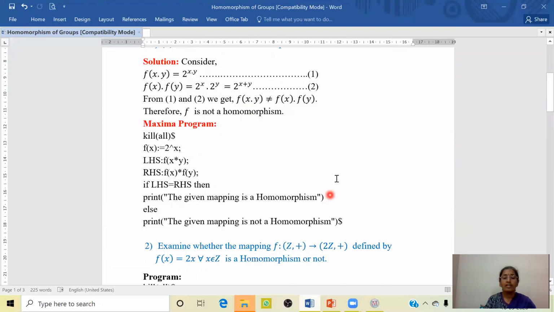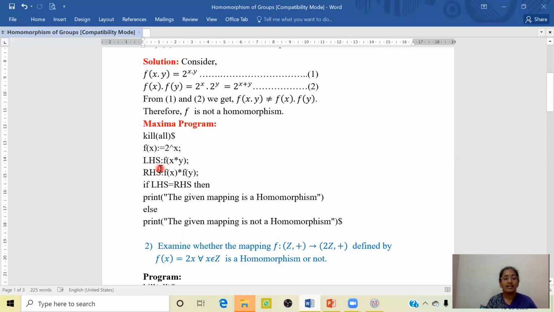Here, let us see what is the Maxima program for this example. So the first line goes like this, that is kill(all). Kill is the command which deletes user variables, functions, arrays, etc. and resets all the internal variables to their default states. So in the next line, let us put the command for the function f(x). f(x) is equal to, colon equals, 2^x, that is the way we type 2 to the power of x.